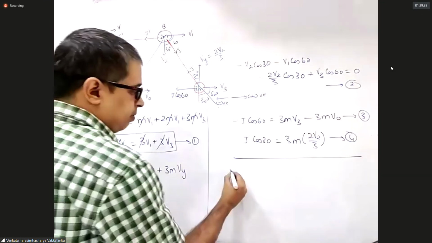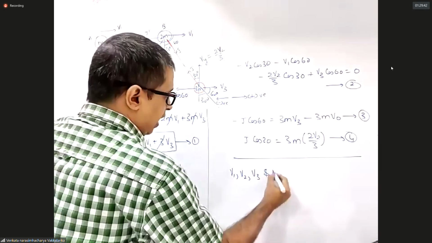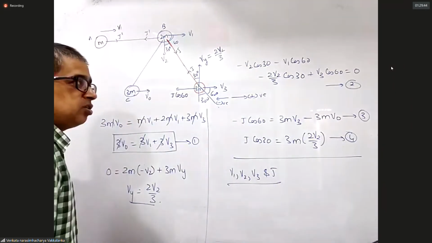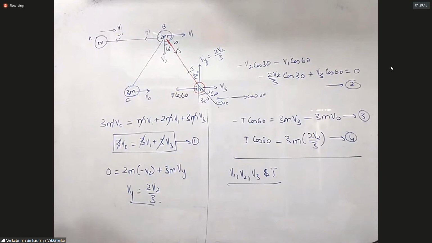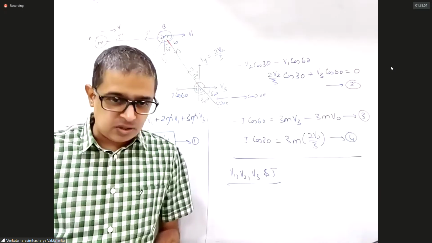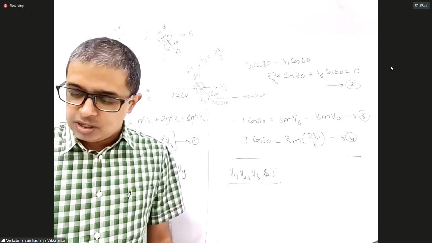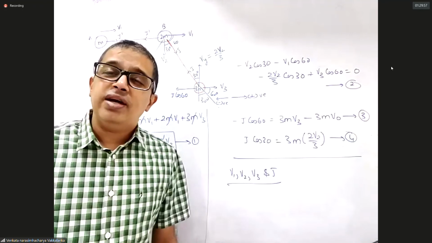How many variables do you have? V1, V2, V3 and J. Four equations, four variables. I'm damn sure each one of you knows the value of cos 30 and cos 60. Somebody who has a doubt with cos 30 and cos 60, raise your hands. I'll get them.